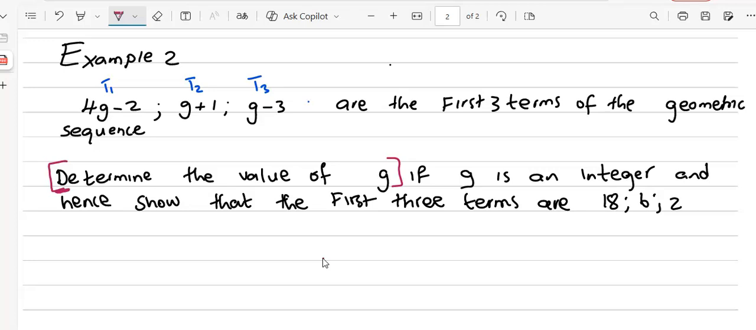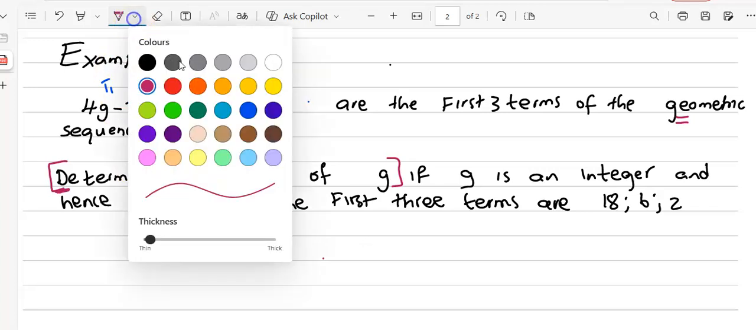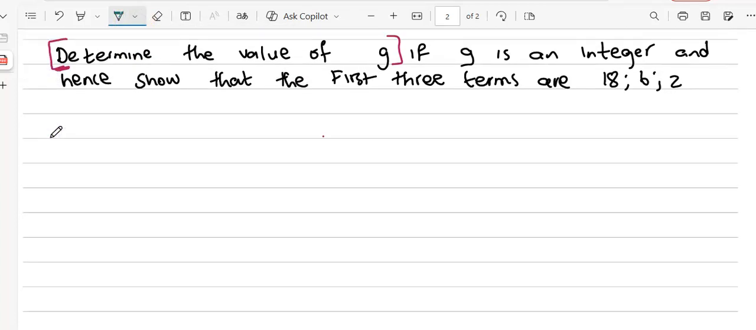Then now, when you keep on moving on your solution, there will be a step where you're going to understand what they mean by if g is an integer. For now, focus on what you know, which is finding the variable g. So how do we do that? They already told us that this is a geometric sequence. So what I'm going to do is to find the value of r, which is the common ratio.